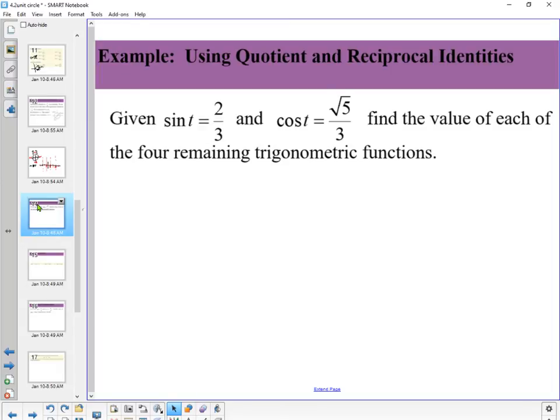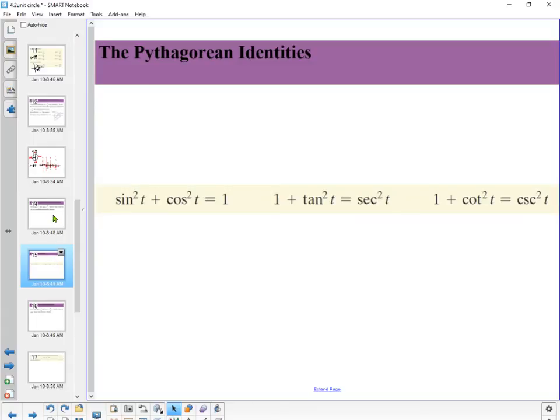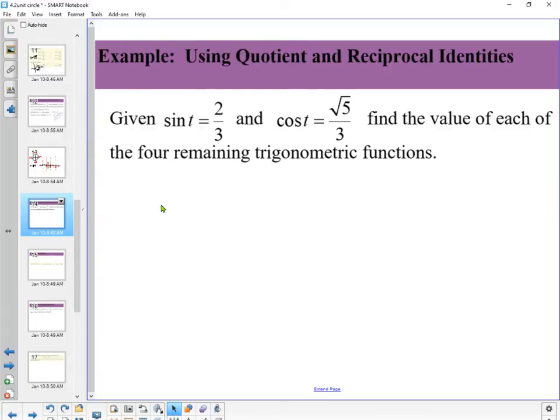You guys do this while I make this note for myself. Given that the sine of some angle t is 2/3 and the cosine of it is radical 5/3, find the rest of the 4 that are remaining. That means find tangent, cotangent, secant, cosecant.